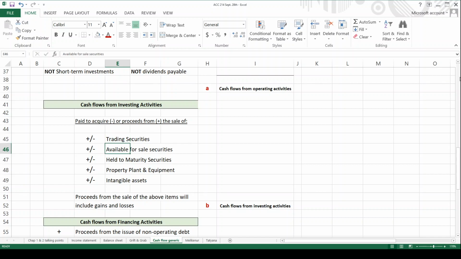Same thing for available for sale and held to maturity. I don't think we have these in your problem, but that's what you would do. Property, plant, equipment. Okay, you buy property, plant, equipment using cash. Well, that's just a straight negative. Same thing for intangible assets like patents. It's a little bit more complicated because if you sell, you don't use the original cost to calculate the cash incoming. You use the book value. In other words, the original cost minus accumulated depreciation.